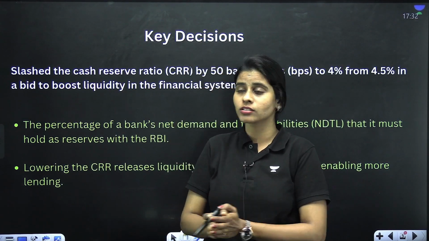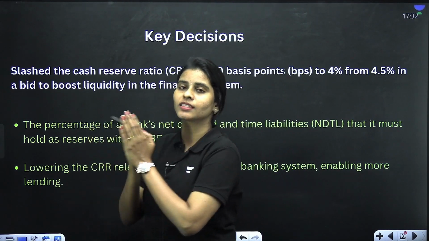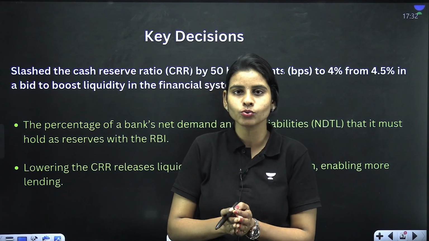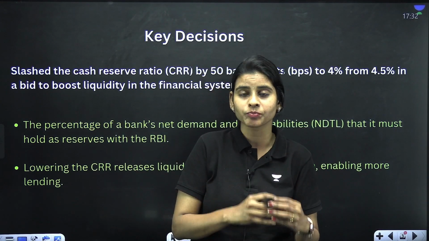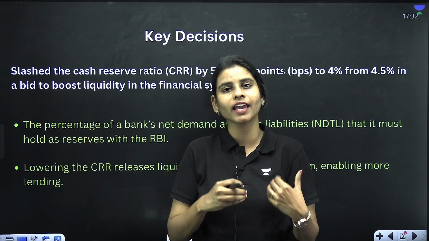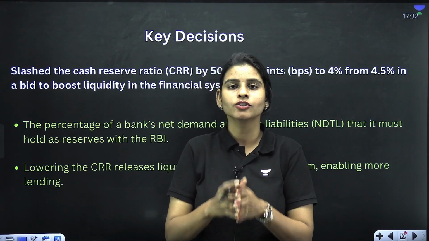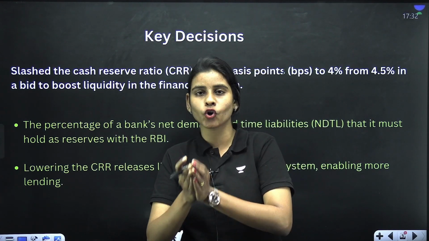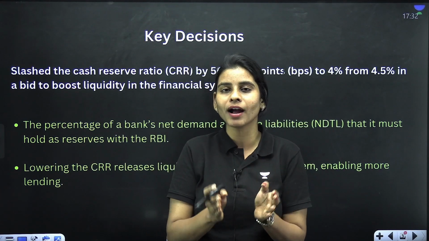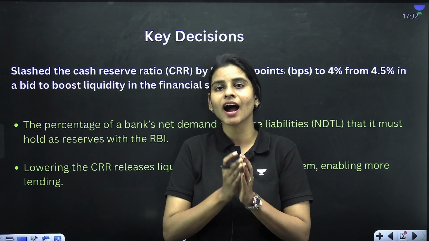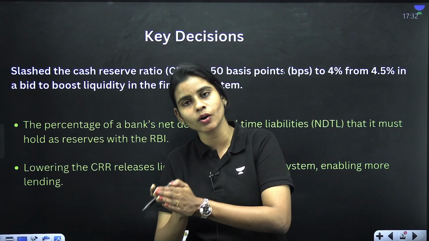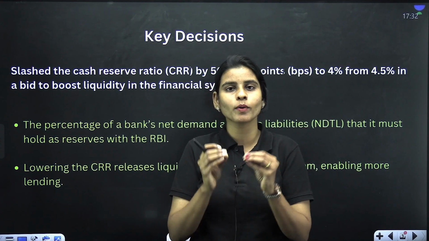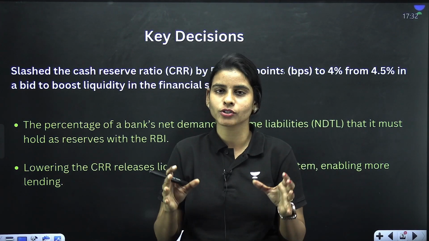It is mainly because the cash reserve ratio is something that the banks have to keep with RBI so as to have some kind of backup in case of bankruptcy or in case of any financial crisis, right? So what is basically the cash reserve ratio? It is the certain percentage of the bank's net demand and time liabilities that it has to keep in reserve with the RBI, and that is actually in the form of cash. That is why we say that this is the cash reserve ratio.